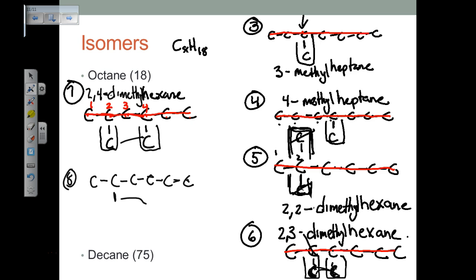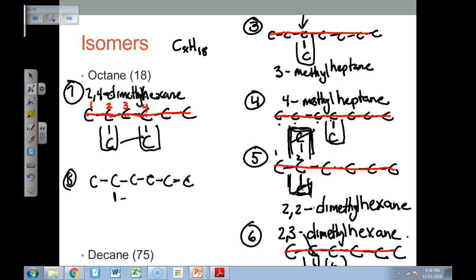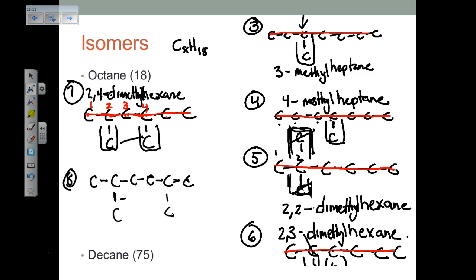I don't know why my pen is doing that. I'm getting a little frustrated at it. But let's go like this and then like this. So again, I'm just rearranging those two carbons to make as many different combinations as I can. And now this is a neat one because again, let's go like this. So that's 6 carbons. Notice if we go like this, that's also 6 carbons.